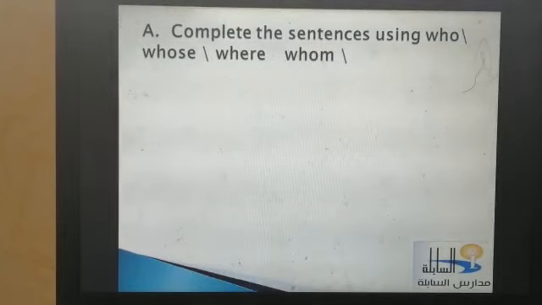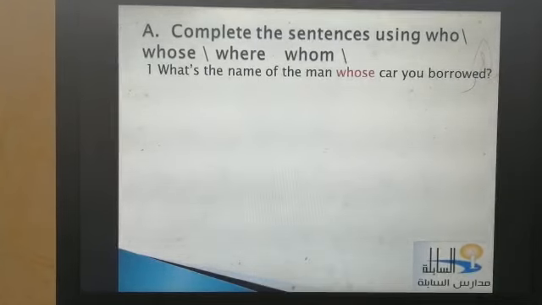Complete the sentences using who, whose, where, whom. Now here, we can see these sentences and try to think how we answer them. Let's see sentence number 1. What's the name of the man whose car you borrowed? Now here we used whose to indicate that this car belongs to this man.